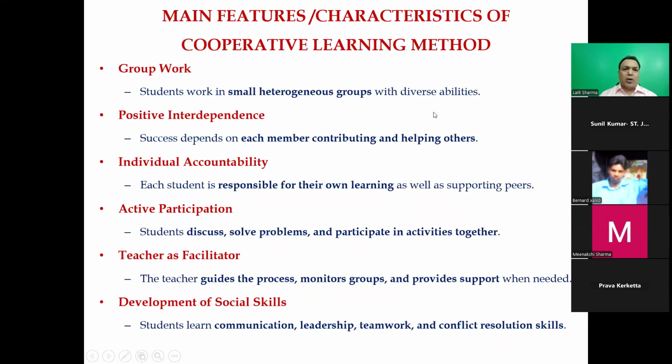Main features and characteristics of the cooperative learning method: group work. Look, you learn how to work in a group. Students work in a small heterogeneous group with diverse abilities. You must have seen some students who learn alone. They cannot learn in a group. Why? Because when they were small, the teacher didn't teach in that way. Yeah, parents, any elders. Okay. When I talk about teachers, it means teachers, it means elders, it means parents. Okay.